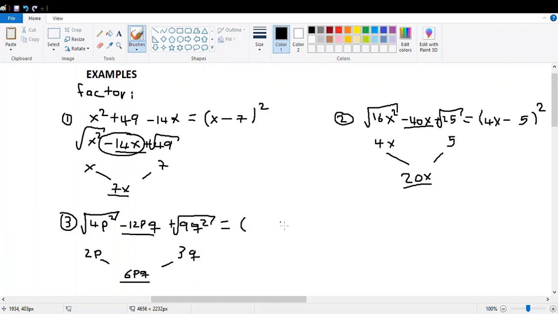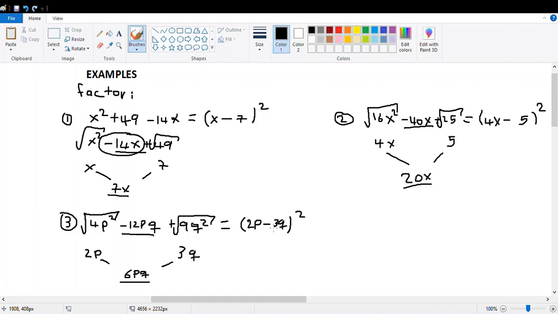Then we have to open and close one parenthesis, square outside, and 2p is the first square root, and the second square root is 3q, and the sign between them depends on the term in the middle, and in this case it is negative. Then we have to write a negative sign.